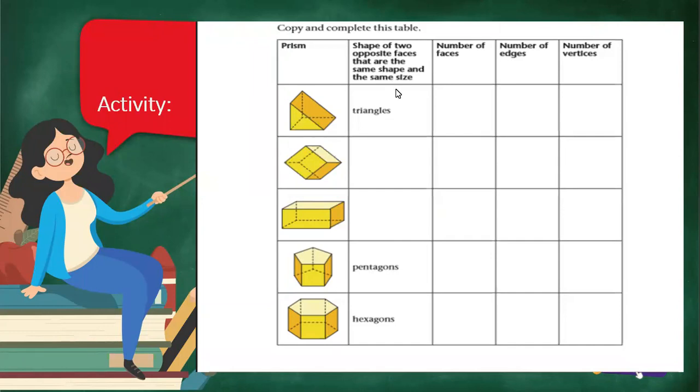The last one, we have been given the name of the 2 opposite faces, which is hexagons. So now can we have the number of faces, number of edges, and the number of vertices? Remember, you do count the base and the top as faces. All right, so can we have the number of faces, edges, and vertices for the last one?